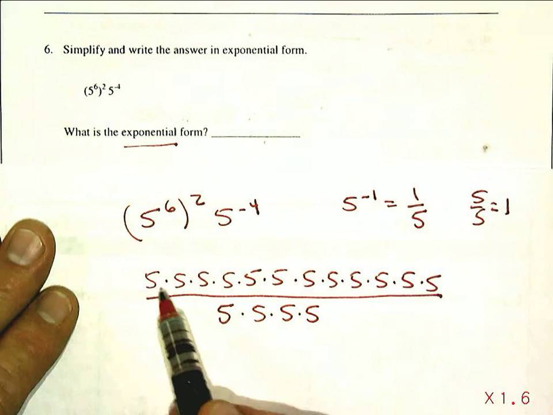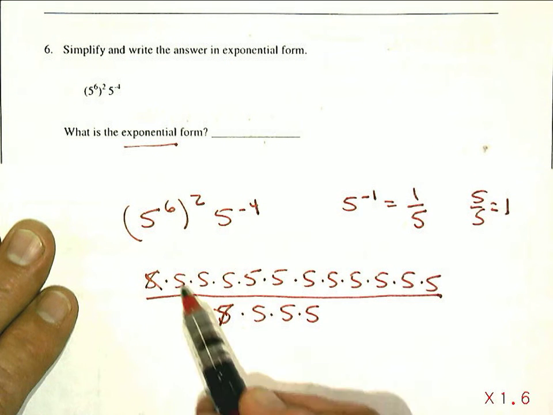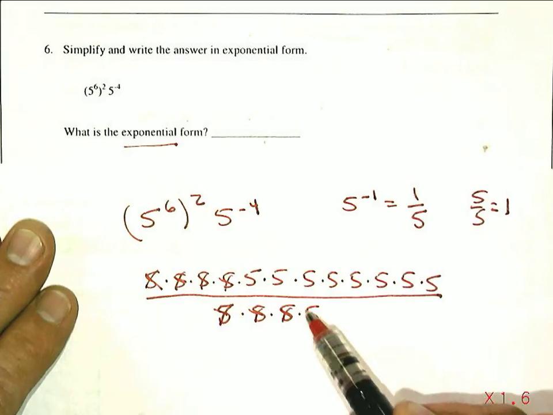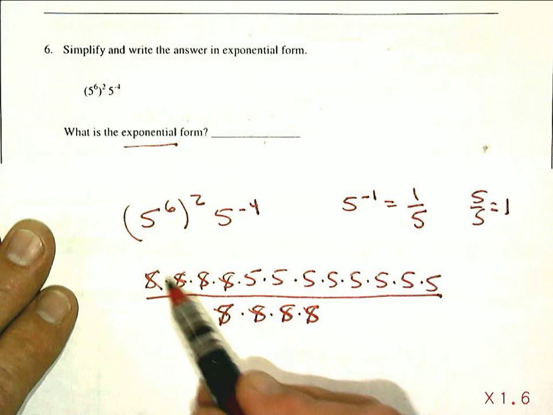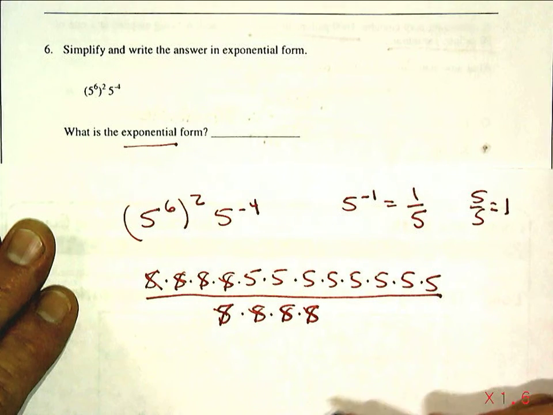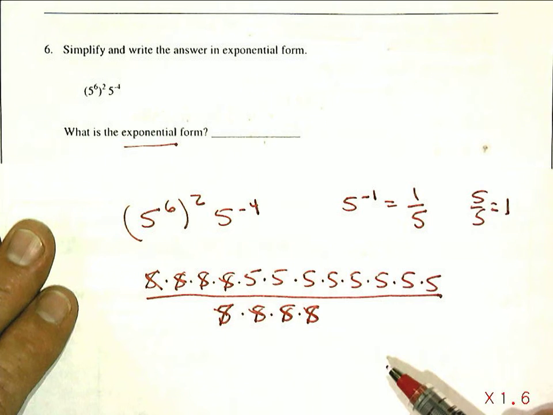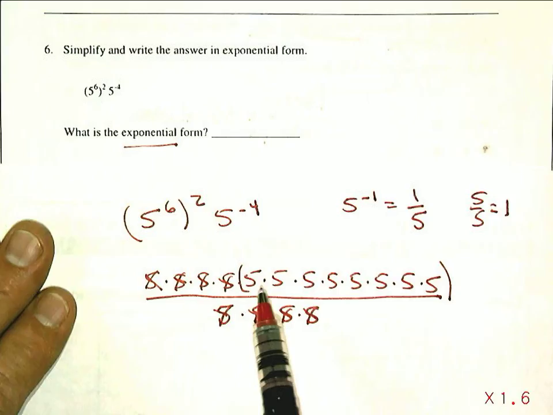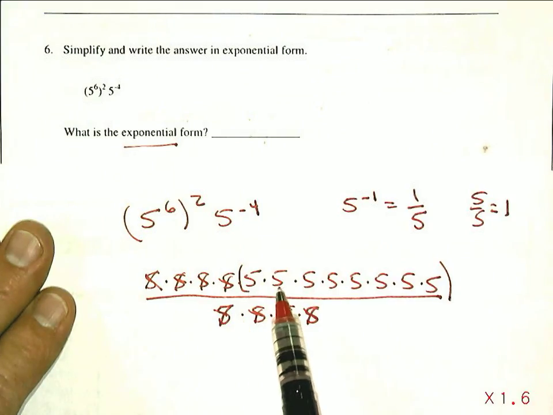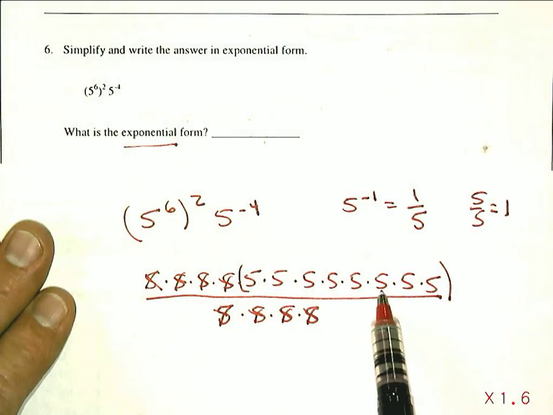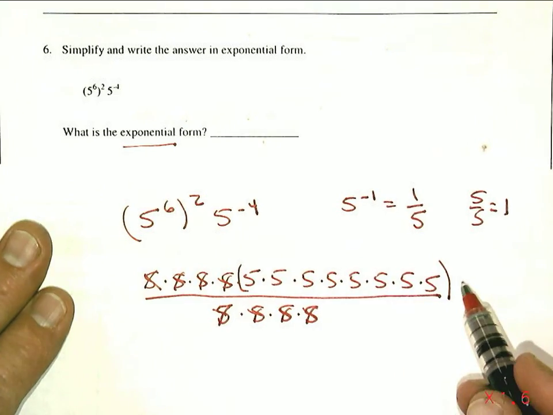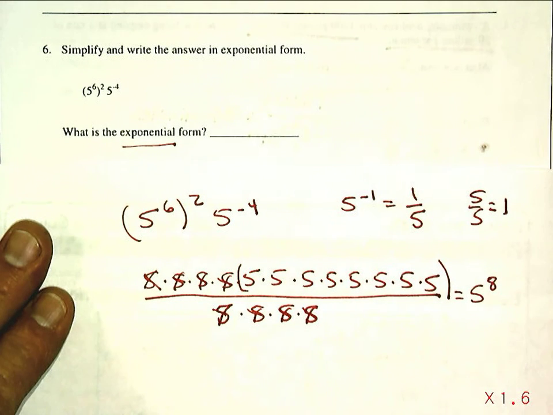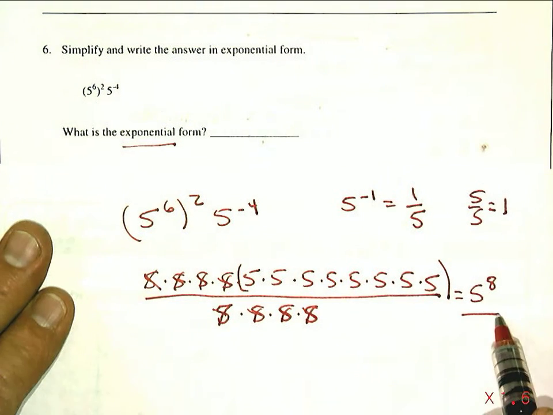And I have 1, 2, 3, 4 sets of 5 over 5. So 4 ones, really, 1 times 1 times 1 times 1. Then what I'm left with, this is all that's left once I simplify: 5 to the 1, 2, 3, 4, 5, 6, 7, 8th power. So I'm left with 5 to the 8th power when I simplify this and then leave it in exponential form.